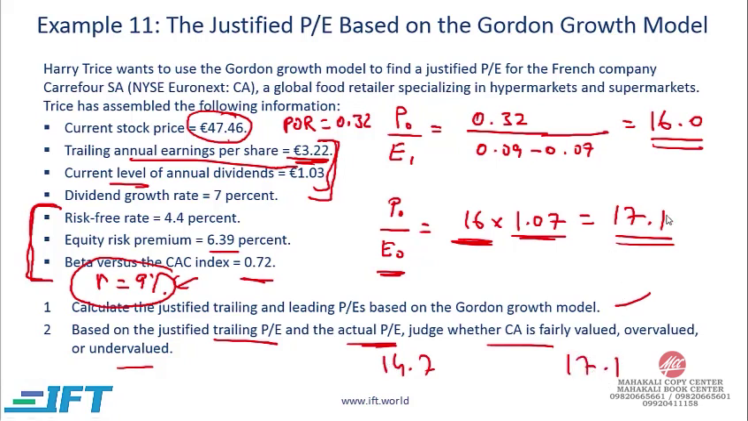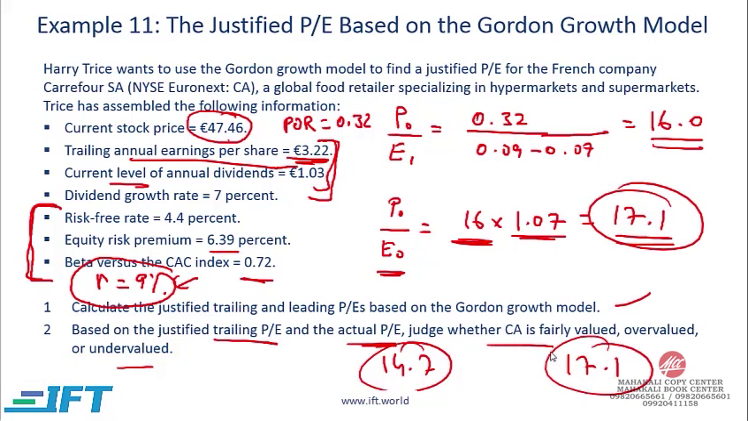You compare 14.7 with 17.1, the trailing PE. So is this overvalued or undervalued? This appears to be undervalued. The PE is lower than what you think is justified. Therefore, unless there is some other important piece of information, you would be inclined towards buying the stock.